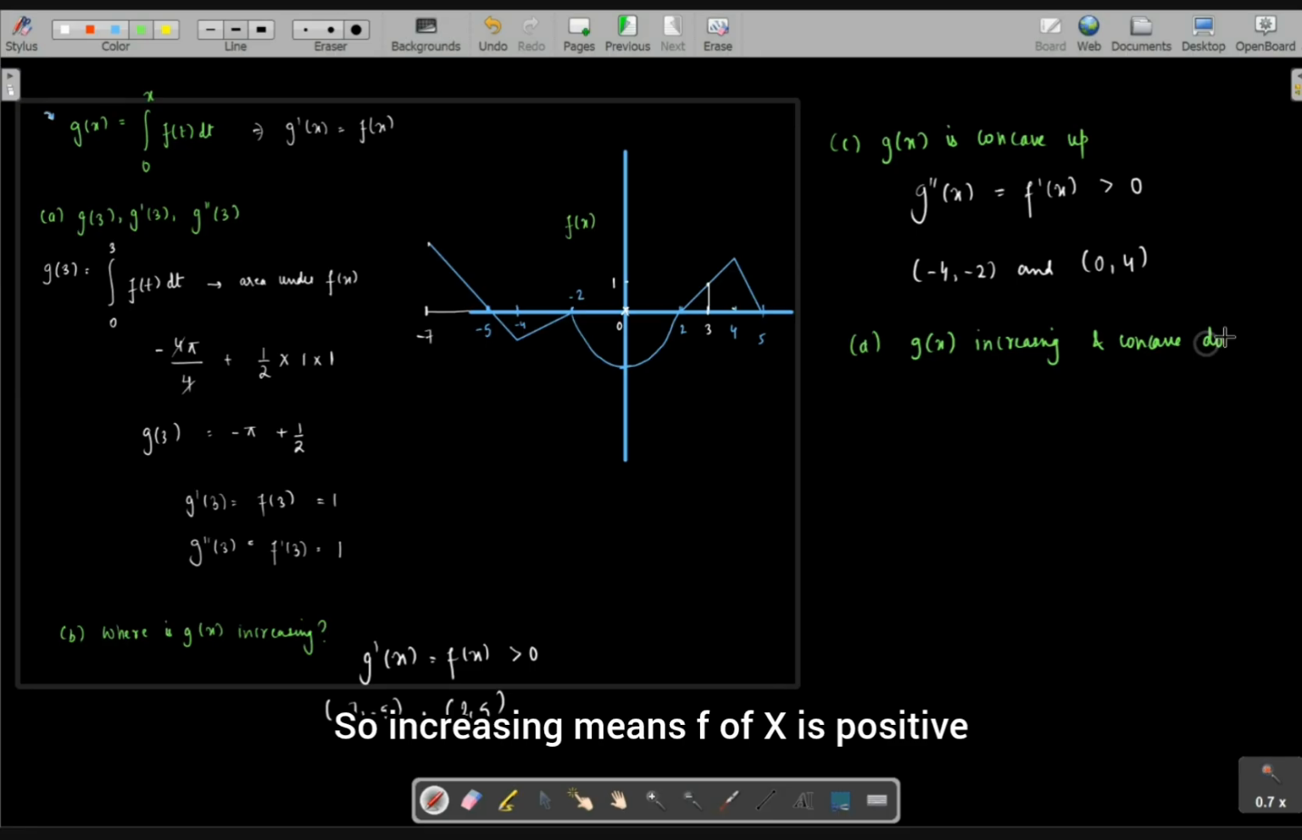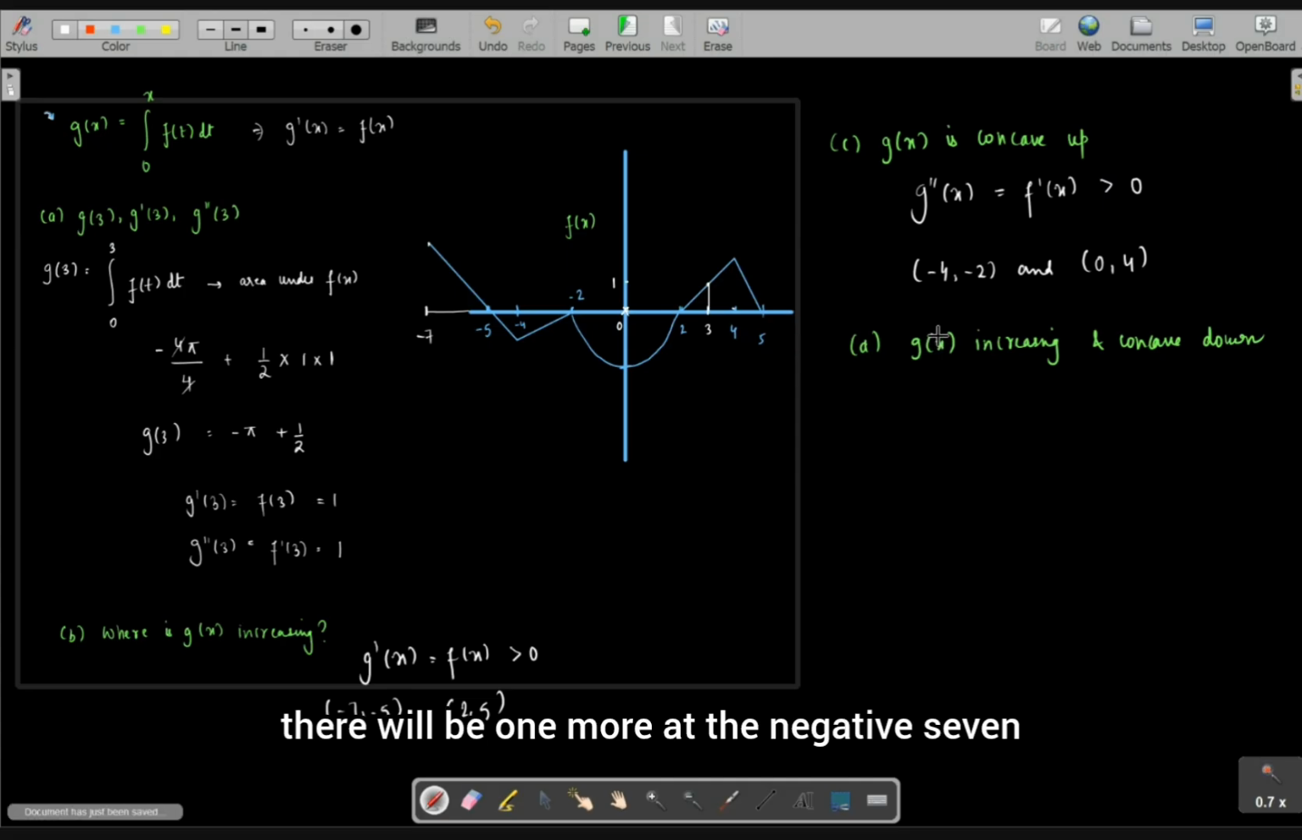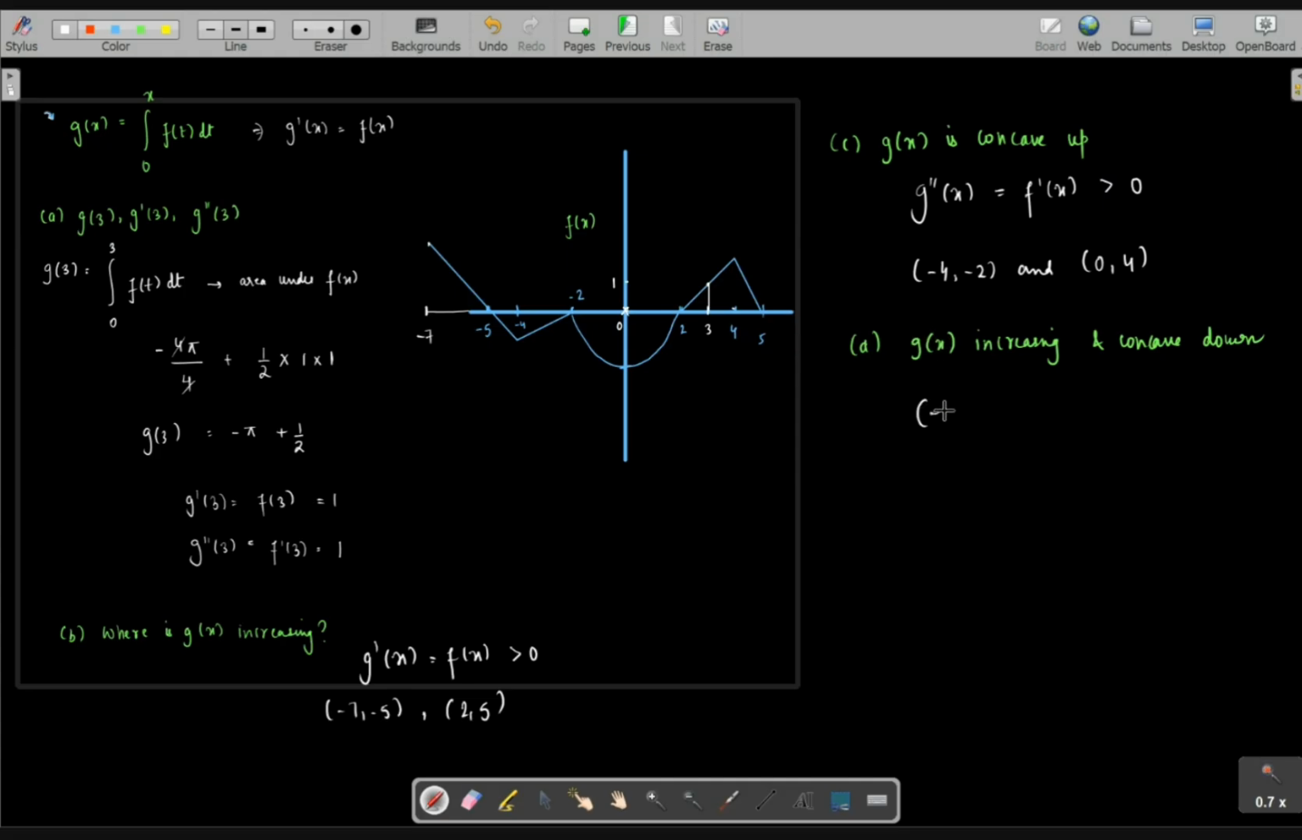So increasing means f of x is positive and its slope is negative. So from 4 to 5. And there will be one more at the -7 to -5? Yes. So it should be above the x-axis and should be falling down. Yeah, -7 to -5 and 4 to 5. Okay.